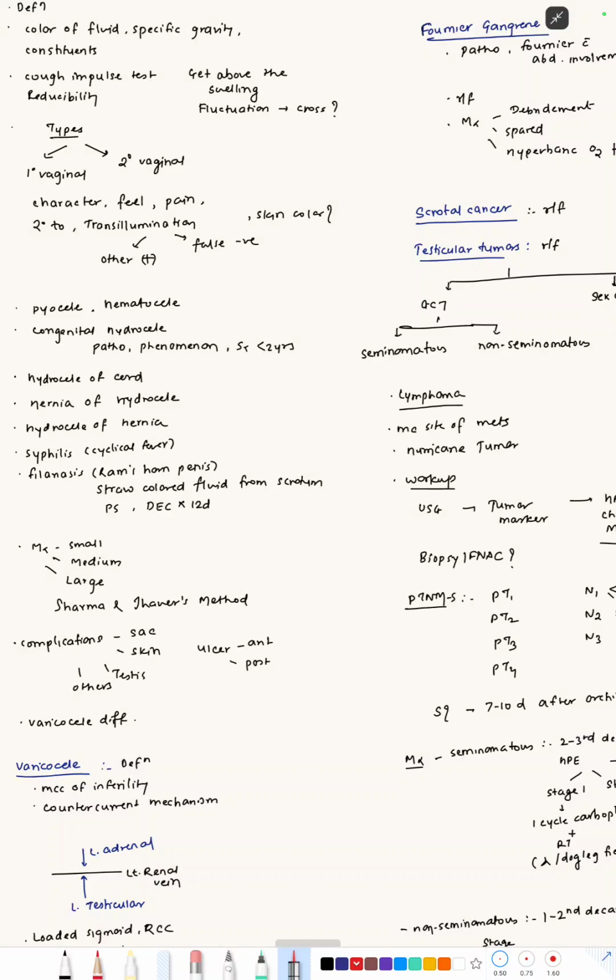Pyocele, what do we expect? In pyocele, there is high-grade fever and a rapid increase in size. In hematocele, generally there is a history of trauma.